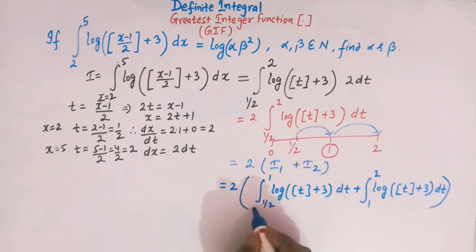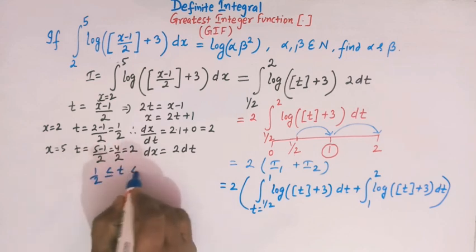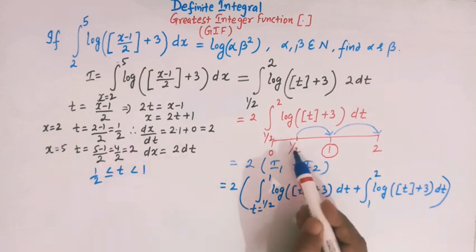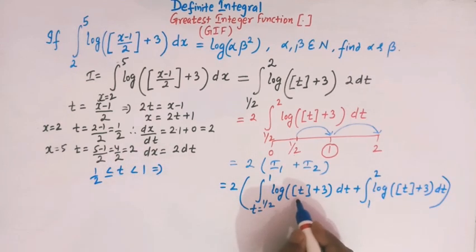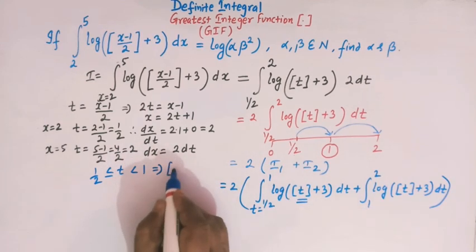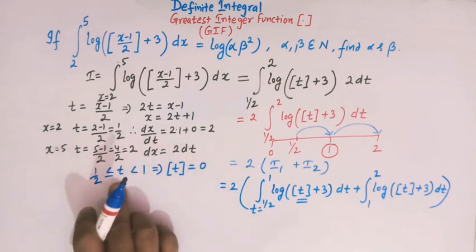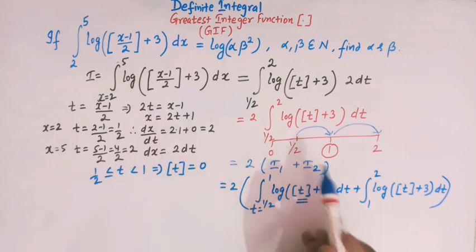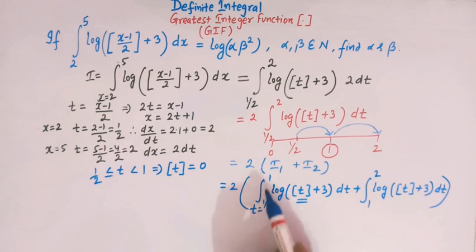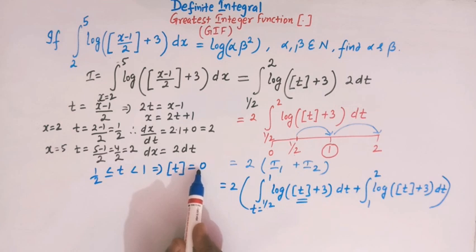So here we see that t varies from half to 1. So when t lies between half and 1, then the value of this greatest integer of t is equal to 0. This is due to the definition of greatest integer function. We can also verify this by taking a particular value of t. So when t lies between half and 1, the value of greatest integer t is equal to 0.